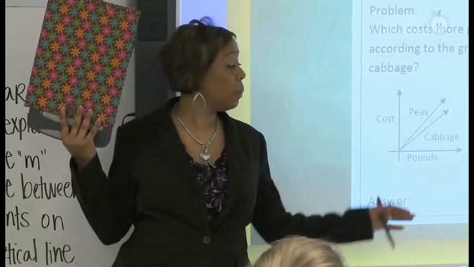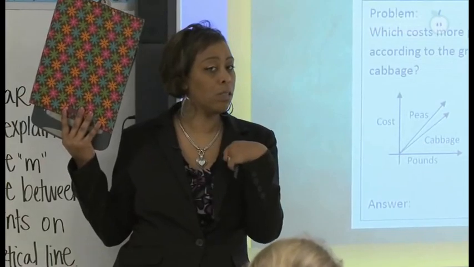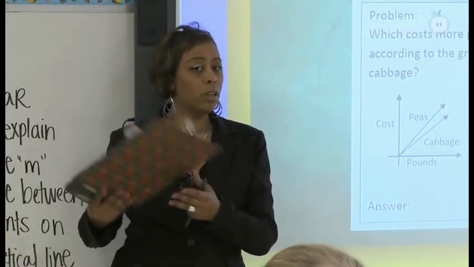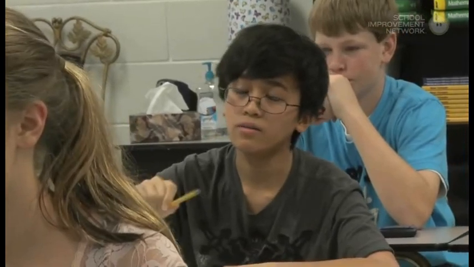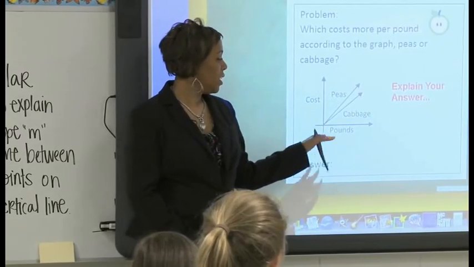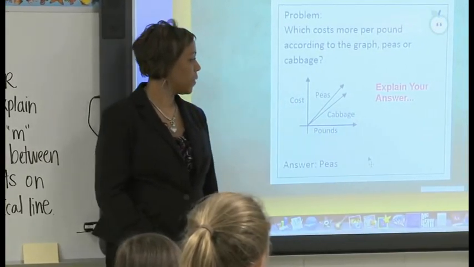Okay. Someone that said that the peas cost more. Tran, why did you say the peas cost more? I said the peas cost more because no matter where you are on the graph, the slope is higher on the cost range. Okay, what do you mean by the slope? The slope is higher. How diagonal the line is, because if you go to the very tip, the peas slope is higher than the cabbages. Okay. It is the peas.